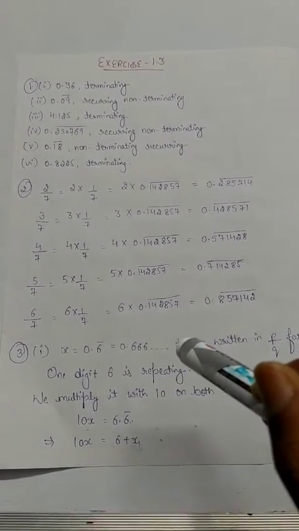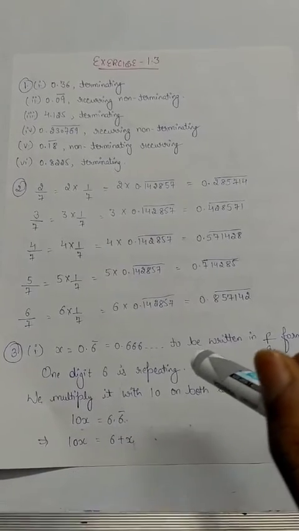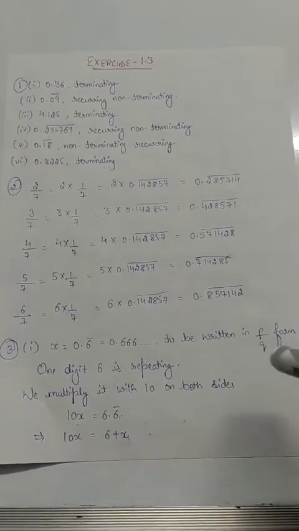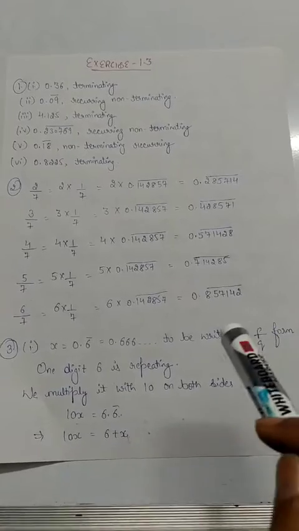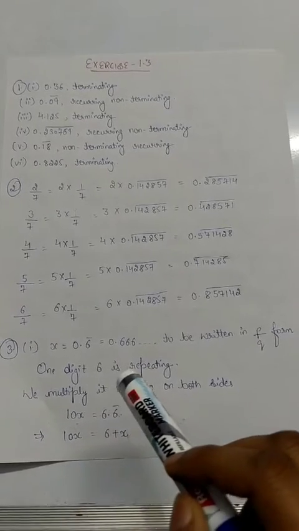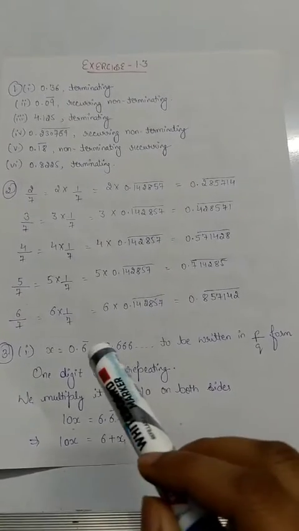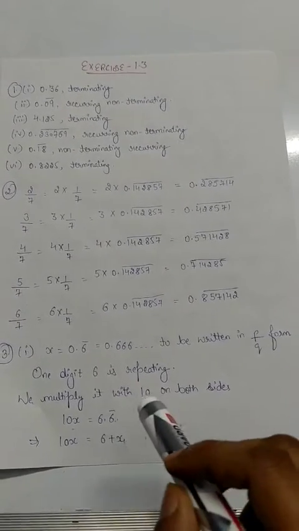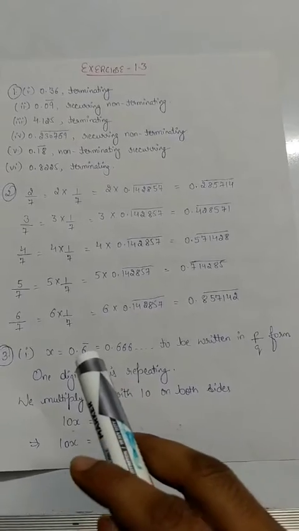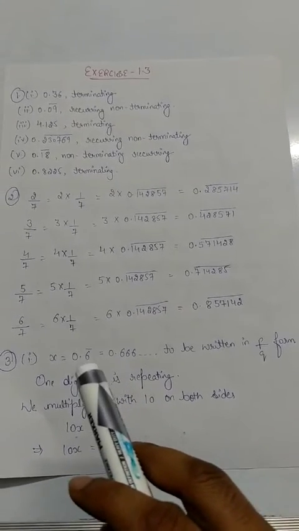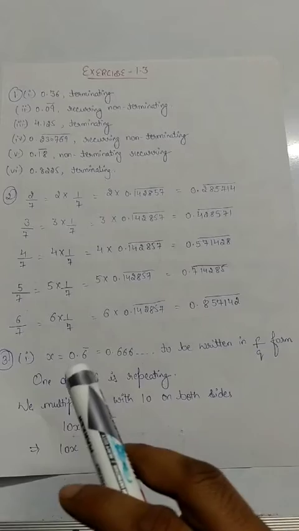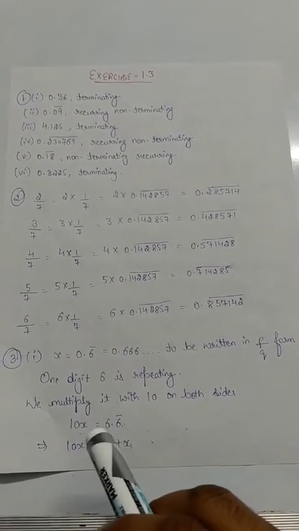For the third part, we have x equal to 0.6 bar, which is equal to 0.666 and so on. So it can be written in the form of P/Q. Now one digit is 6, which is repeating again and again. Multiply it by 10. Why do we have to multiply it by 10? Because it has one digit, one decimal place. So multiply it by 10.